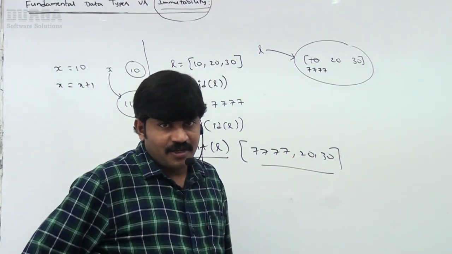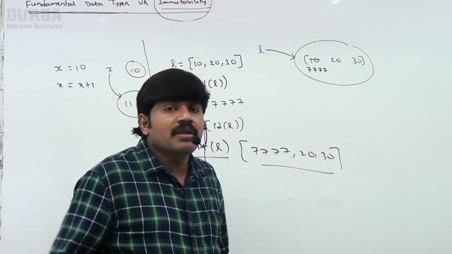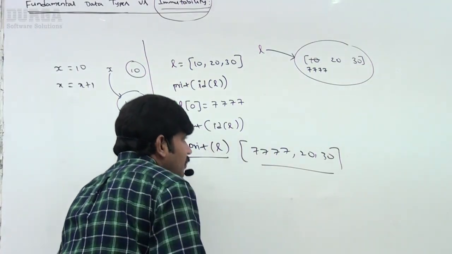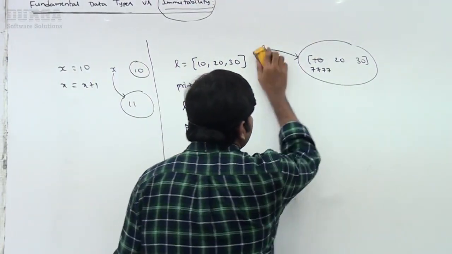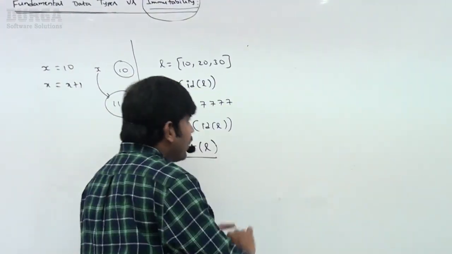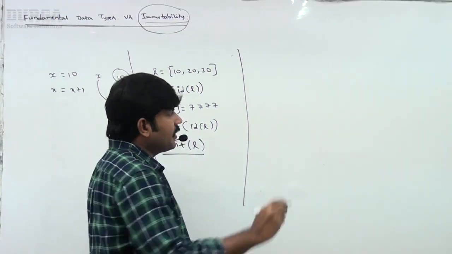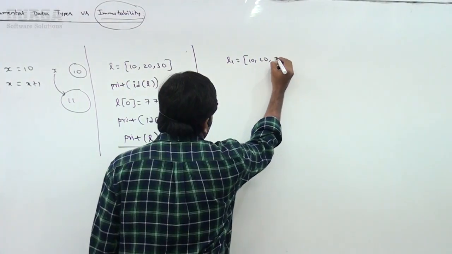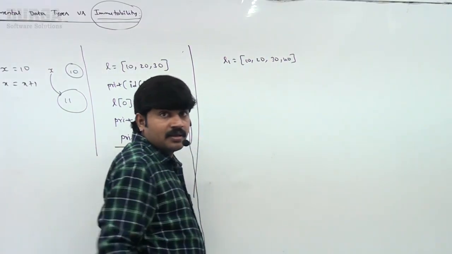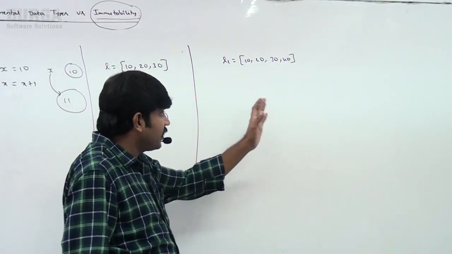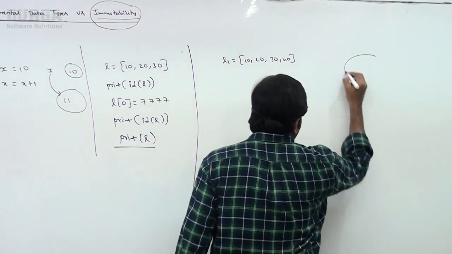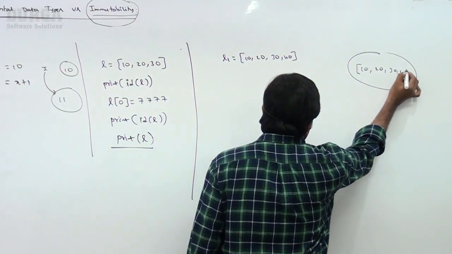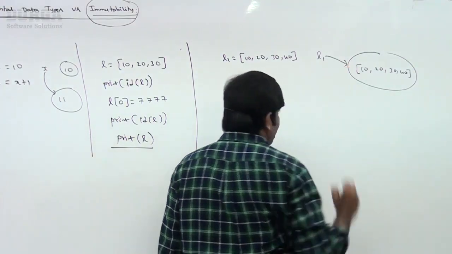Is it clear for all of you? Can you please explain with an example what is the meaning of mutability? Best example. Let me go for one more small example to prove it again. Here I am taking L1 is equal to 10, 20, 30, 40. This is the list we created, and L1 is the reference variable.